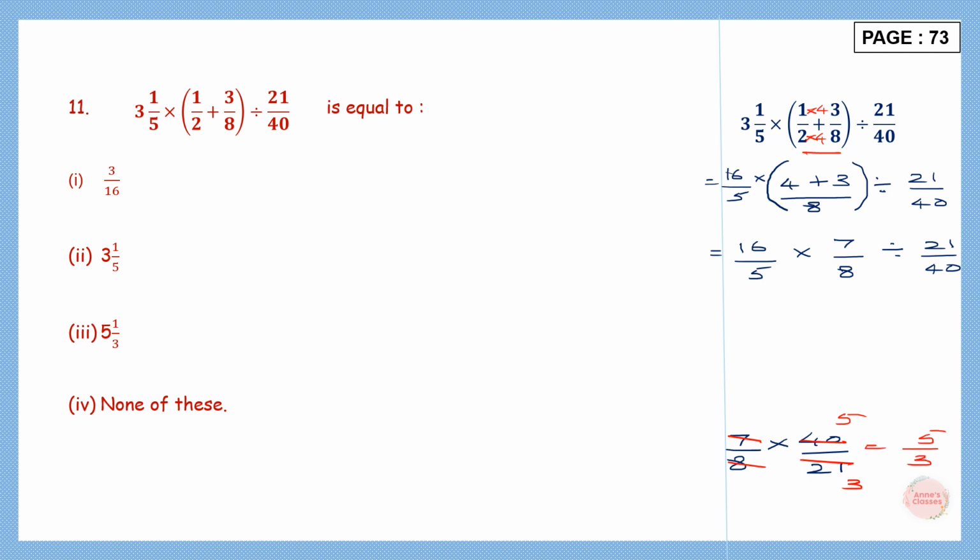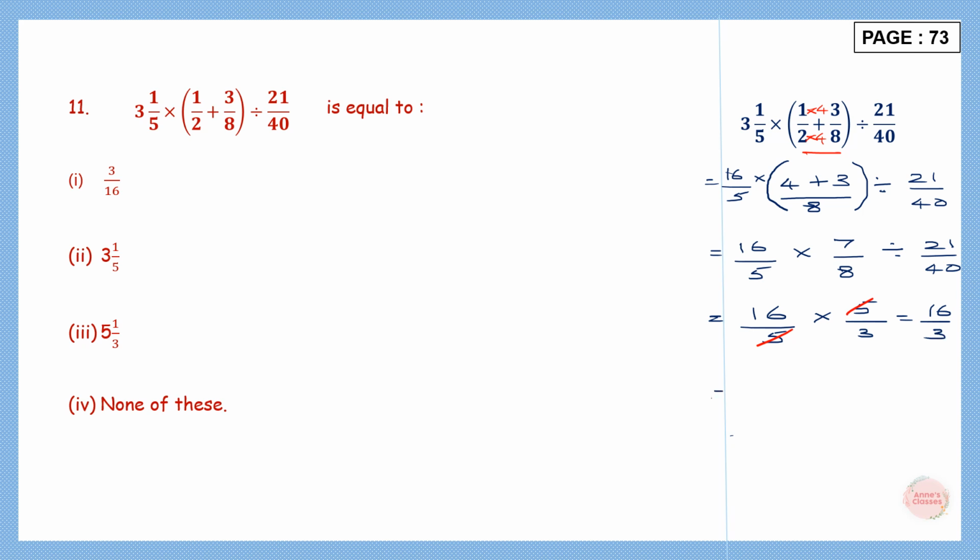So we can write it down there. So let's write equal to 16 by 5 into 5 by 3. Now since this is multiplication, we can cancel. I can cancel 5 and 5. So let's do that. Let's cancel this 5 and this 5. So what is left is just 16 by 3.